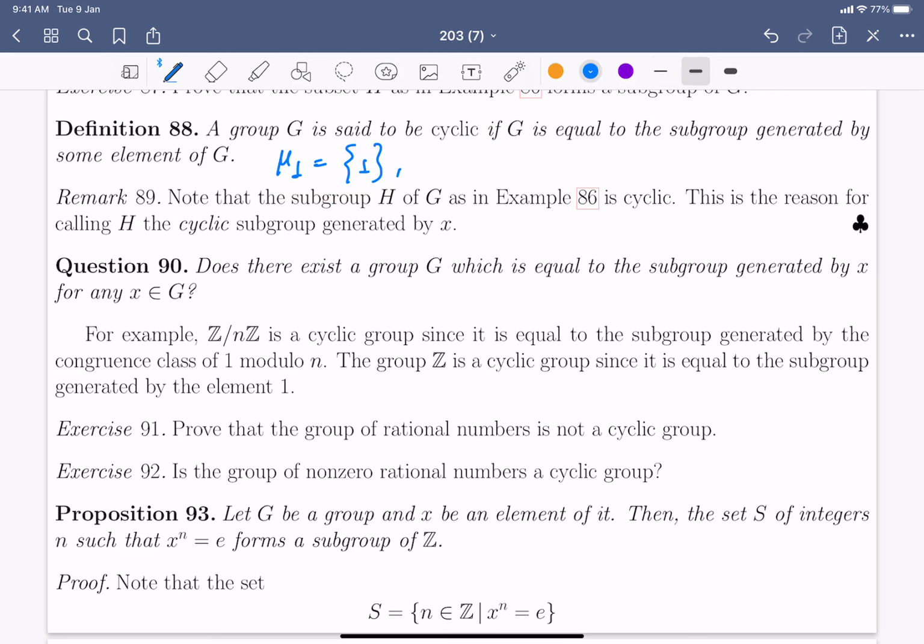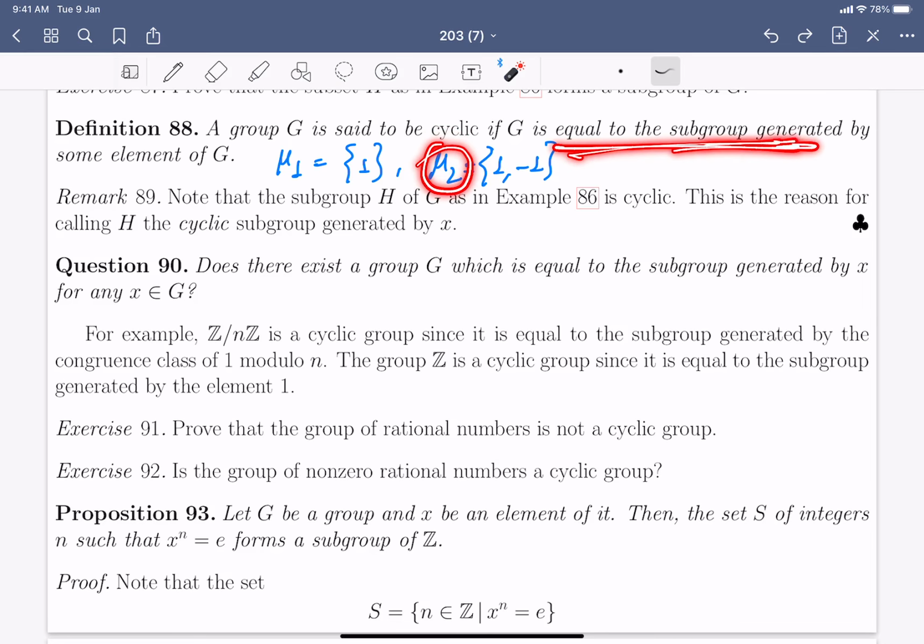Another example could be mu 2. This consists of 1 and minus 1. This is a cyclic group. Why? If you take 1 and take all its powers, then you get 1 itself. That is not equal to mu 2. But if you take minus 1 and take all its powers, you end up getting minus 1. You also get 1. So what you get is mu 2. Thus mu 2 is equal to the subgroup generated by the element minus 1. So mu 2 is cyclic.